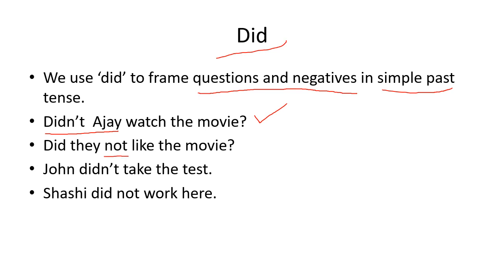But that does not mean did cannot be used to make positive questions. Did they like the movie? This can be a question. Did they not like the movie? This too can be a question. We are making use of did to indicate past tense. Look at this example. John didn't take the test. A negative sentence in past tense. We want to make negative using did. Shashi did not work here. Again did to make negative in simple past.